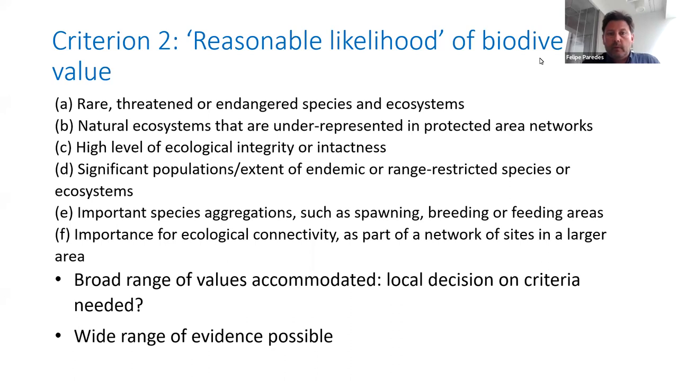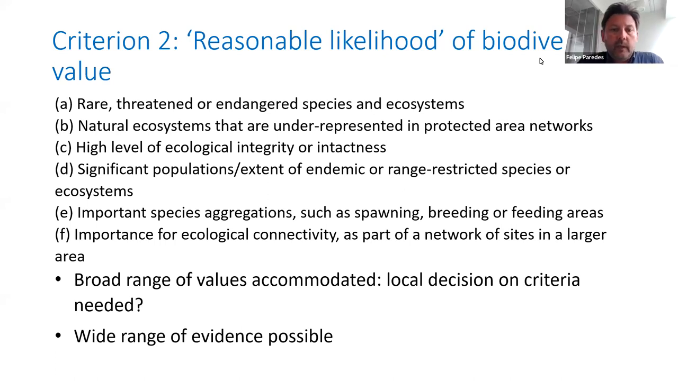Criterion two, I think, is very important because this is what actually connects the biodiversity values with MPAs. And here there are six different values in the definition. Rare, threatened, or endangered species and ecosystems; natural ecosystems that are underrepresented in protected area networks, so they can complement the protected area efforts; high level of ecological integrity or intactness; significant population or extent of an endemic or range-restricted species or ecosystems; important species aggregations such as spawning, breeding, or feeding areas; and finally, the importance for ecological connectivity as part of our network of sites in a larger area.